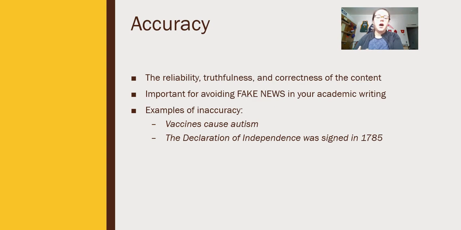Accuracy. Now, this goes back to the reliability, truthfulness, and correctness of the content. This is so important for avoiding fake news in your academic writing. So this is just making sure that the content is correct and factual. Some examples of inaccuracy, things that might make you say, maybe I should move on to another source and seriously consider using another source: vaccines cause autism. That is inaccurate information. The Declaration of Independence was signed in 1785. Also an example of inaccurate information.